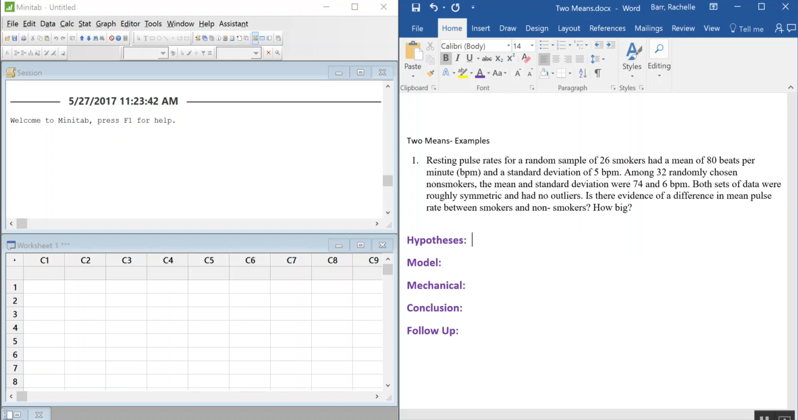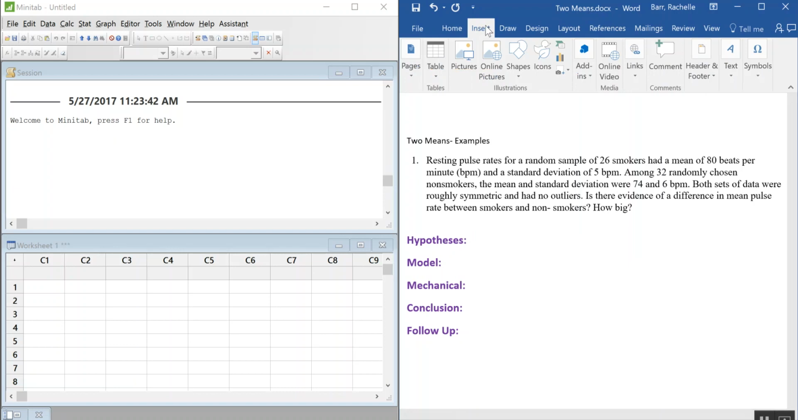Okay. So first up, we have the hypotheses. We suspect that the mean, let's do insert symbol, mean for smokers, which I'm just going to use as an S. Let's see, what am I trying to think? Is it different? Oh, okay. I'm just looking for, is there a difference? So I don't know if it's greater than or less than or anything like that.